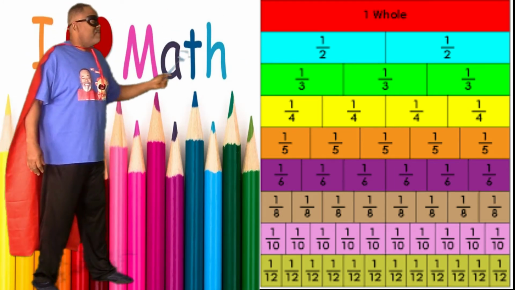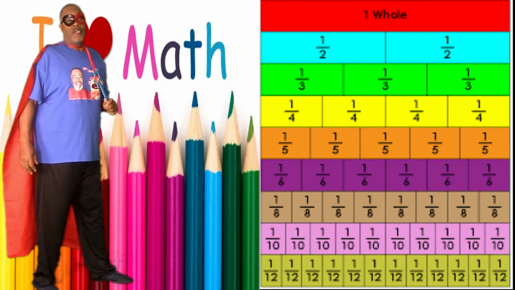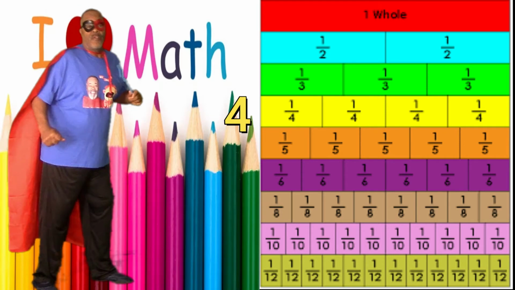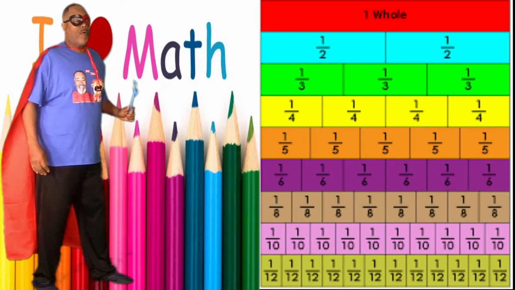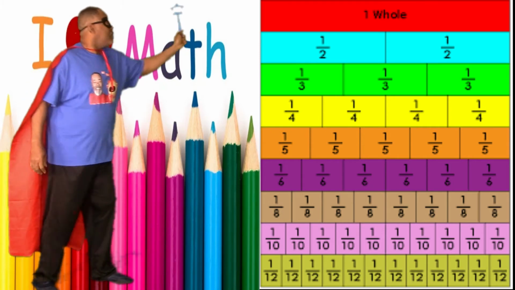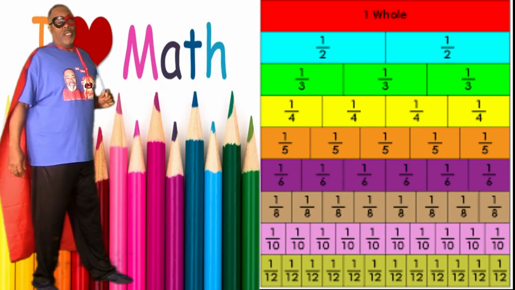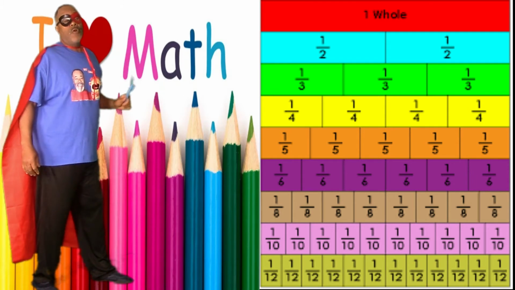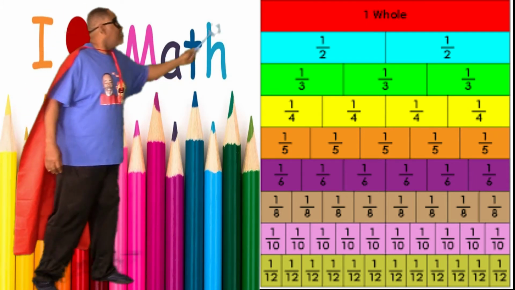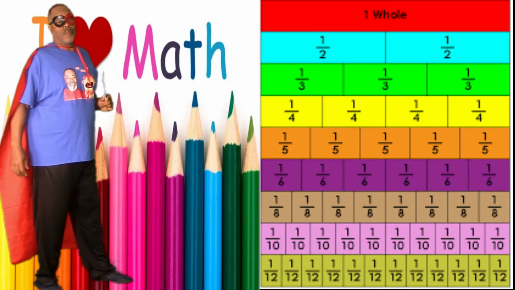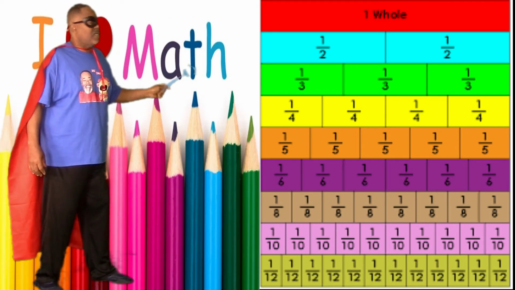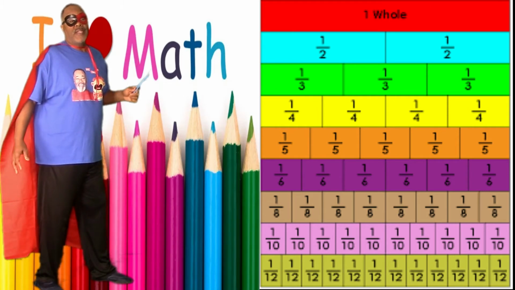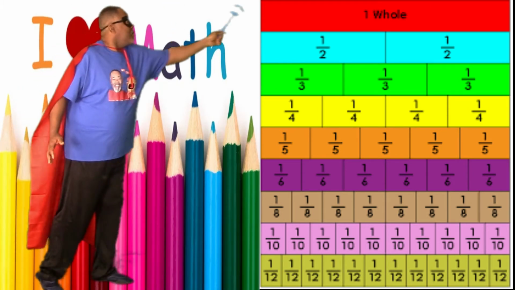All right? How many fourths does it take to equal one whole? Great job. It takes 4 1/4 to equal one red whole. It takes 4 yellow 1/4 to equal one red one whole. All right, so the fraction chart helps us to understand what is equal to that one whole.